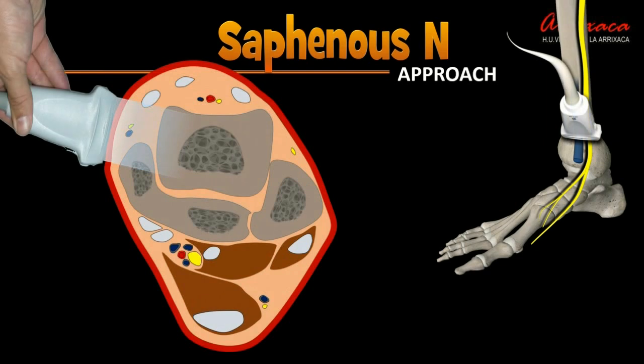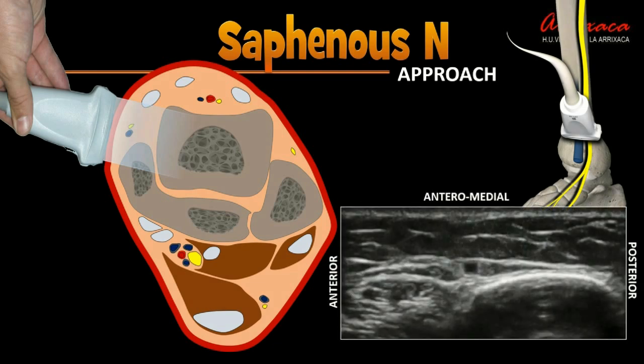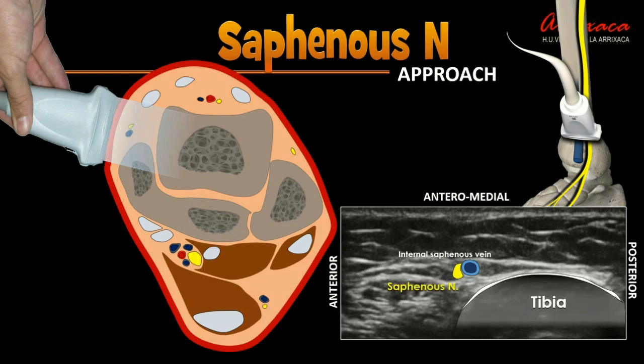Identify the saphenous nerve as a small hyperechoic structure next to the great saphenous vein. The great saphenous vein is the main ultrasound landmark for this block because the nerve may not always be seen. Insert the needle using an in-plane or out-of-plane approach toward the fascial plane surrounding the great saphenous vein.